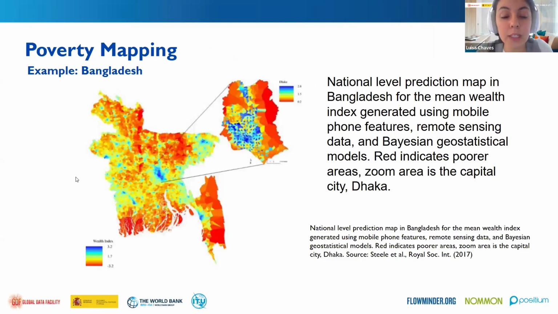As an example, we can see a national level prediction map of poverty in Bangladesh using mobile phone data. The red areas indicate poor regions with a zoom view of the capital, Dhaka. You can see the red areas are mostly in the southern part of the country and in the north-south of the country, highlighting the importance of this indicator.